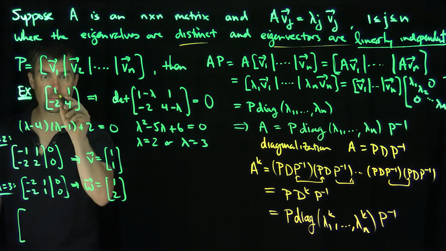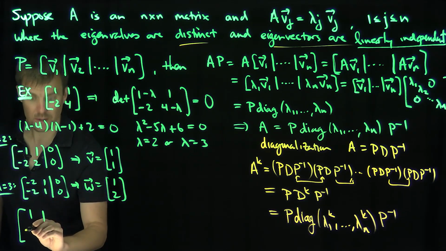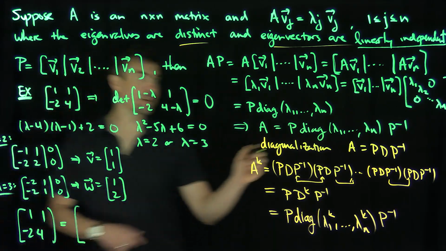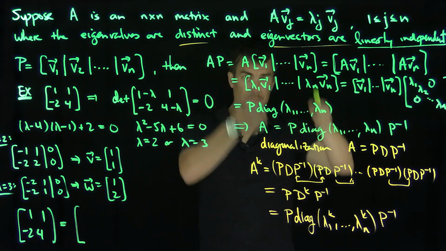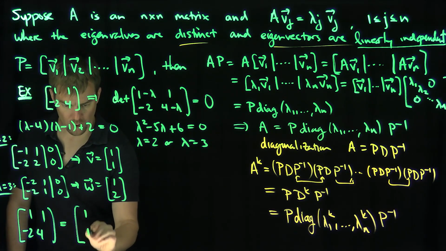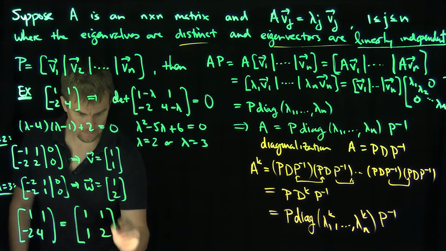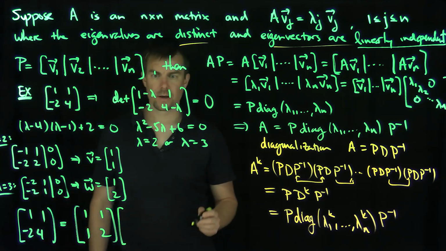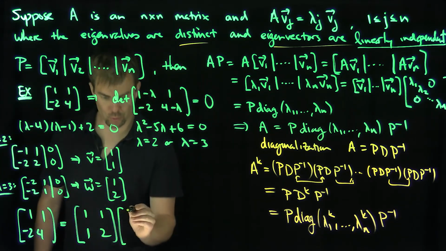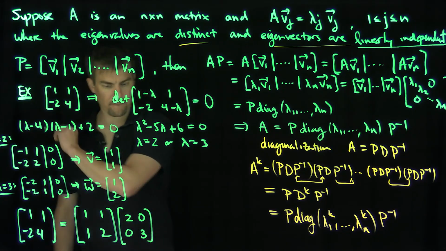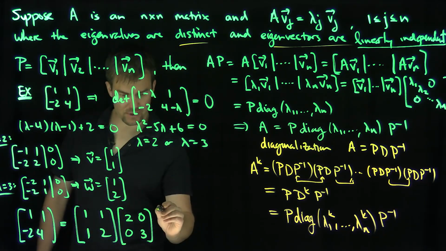And so now we can write our factorization of our matrix, right? So our matrix A over here, [1, 1; -2, 4], is going to be the P matrix. The columns have to be the eigenvectors. So the first column is going to be 1, 1, then a 1, 2. And then my diagonal matrix D is what? The first eigenvalue was 2. The second eigenvalue was 3. Great. And then the inverse of this matrix over here.